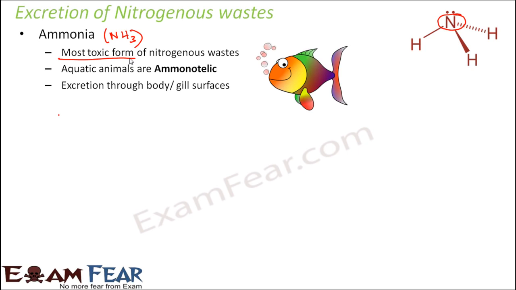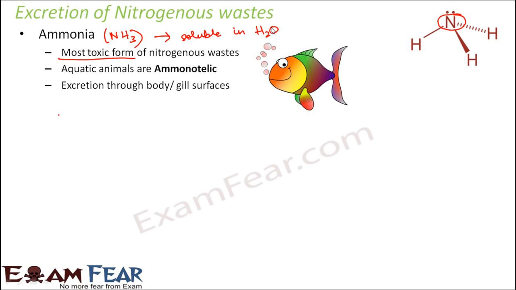Now there is another characteristic of ammonia: it is highly soluble in water. Since it is highly soluble in water, how will the animal excrete ammonia? It will excrete it along with water. As long as you want to excrete ammonia, you also need to throw out a lot of water, because ammonia is highly soluble in water. That means you need a large amount of water to eliminate ammonia from your body.